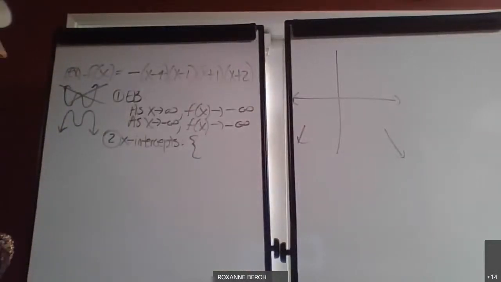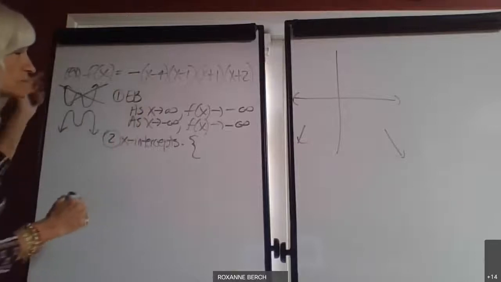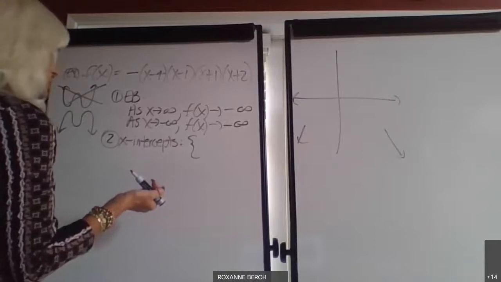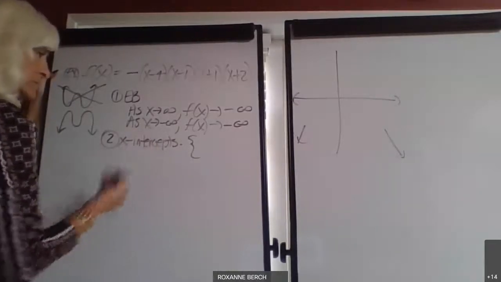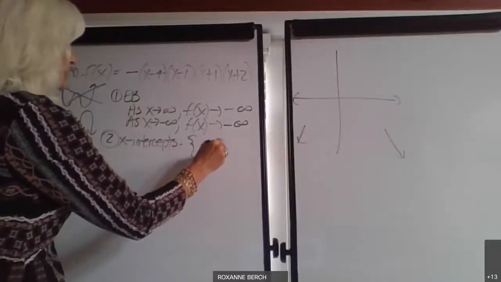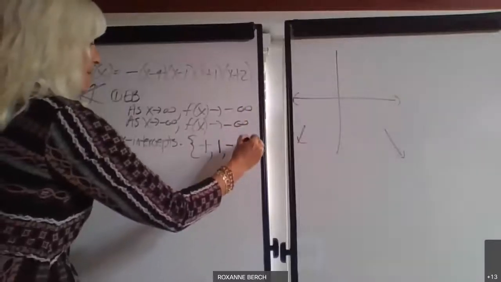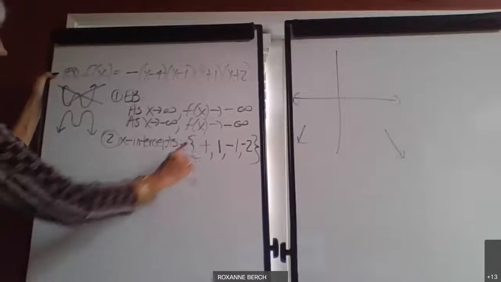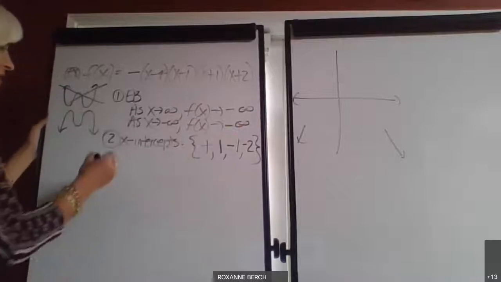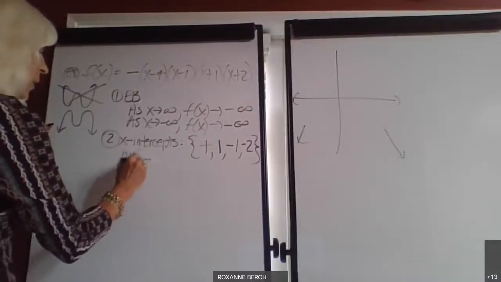All right. Well, what are the x-intercepts? So what makes that 0? +4. What makes that 0? +1. What makes that 0? -1. What makes that 0? -2. Yeah, okay, now, each of those occur once, right? So the multiplicity is 1. Yeah, so what's happening at 4?